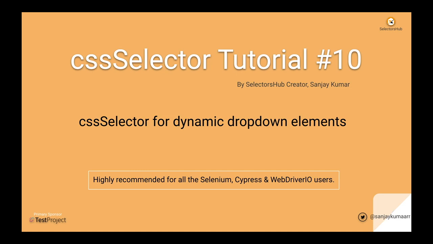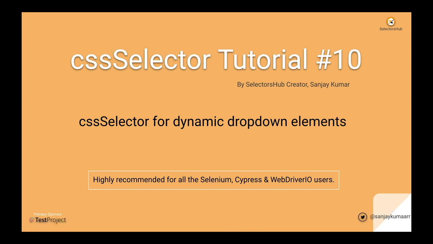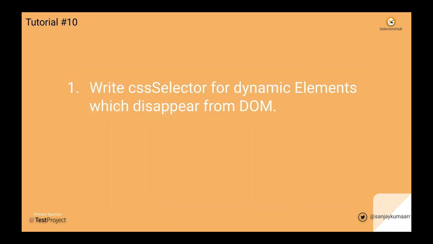Hello friend, let's learn how to write CSS selector for drop down elements. There are multiple types of drop down, like the normal drop down which we are able to inspect. Then there are drop down values which we can't inspect easily, and some drop down values which are not easily possible to inspect by click or right click. So let's see what all types there are.